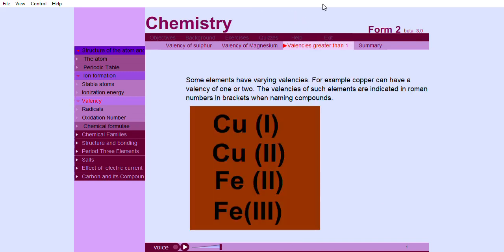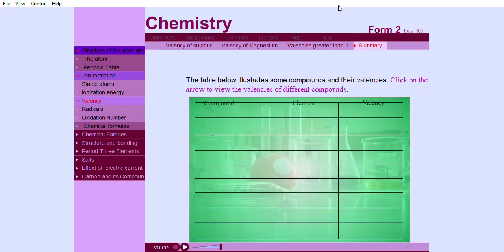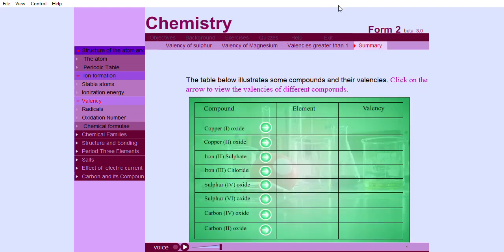Some elements have varying valencies. For example, copper can have a valency of 1 or 2. The valencies of such elements are indicated in Roman numbers in brackets when naming compounds. The table below illustrates some compounds and their valencies. Click on the arrow to view the valencies of different compounds.